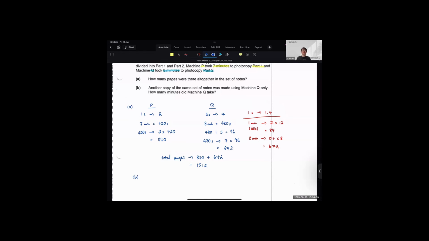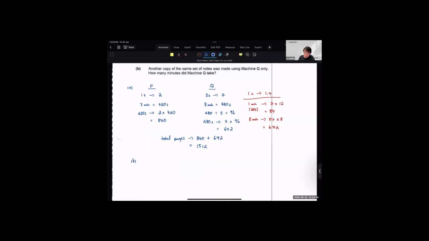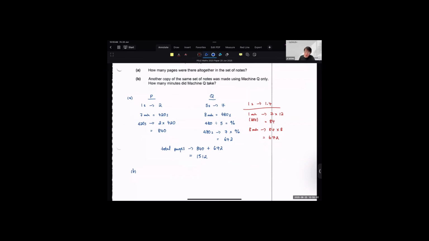Another copy of the same set of notes was made using machine Q only. How many minutes did machine Q take? So 1512 pages, right, is the total number of pages. So this is the part A, part B type of questions where if your A is wrong, your B is automatically wrong. Right? Because they say same number of pages. So if your number of pages in part A is wrong, then your number of pages in part B is going to be wrong too.